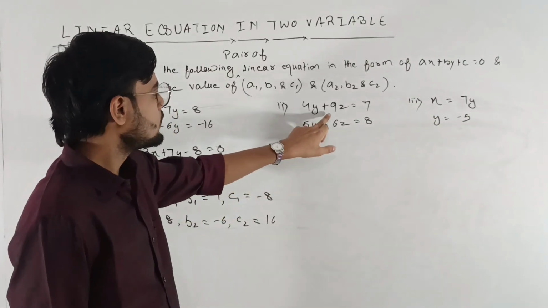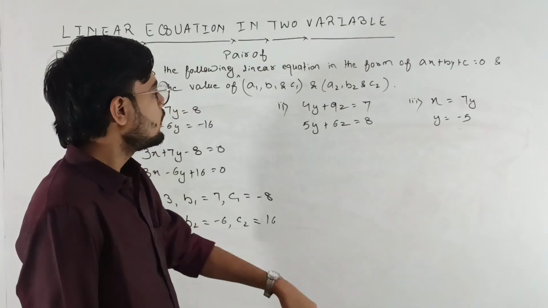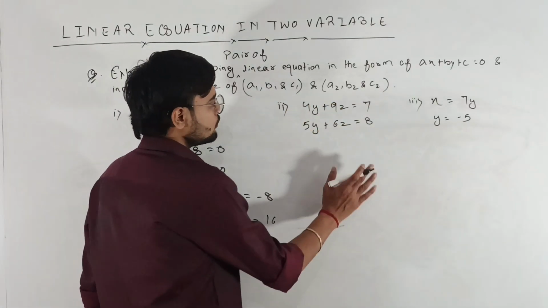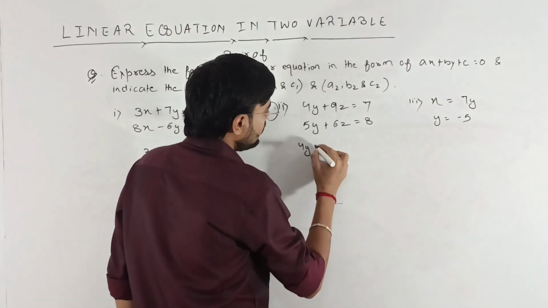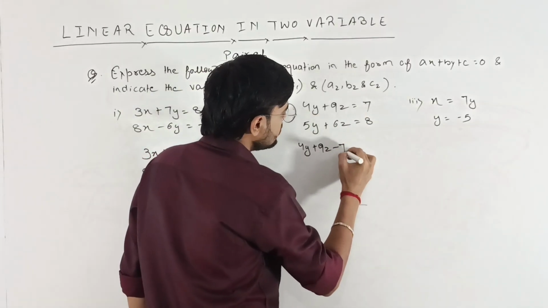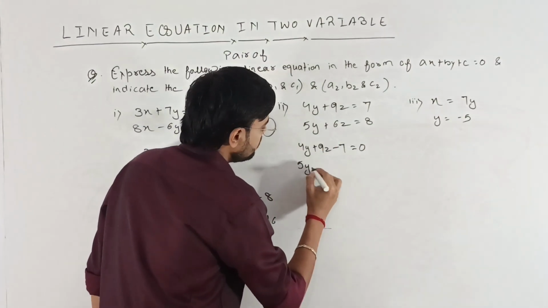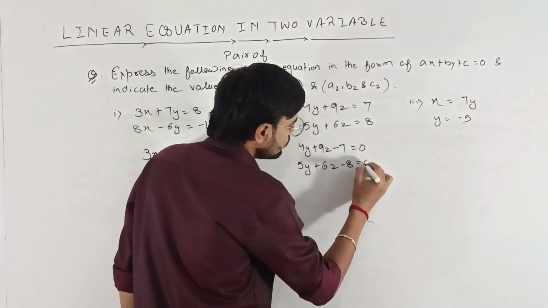Next is 4y plus 9z is equal to 7, and 5y plus 6z is equal to 8. Now first we convert it into general form, that is ax plus by plus c is equal to 0. Okay, first convert this one. Then this will become 4y plus 9z minus 7 is equal to 0. Now convert this one. Then this will become 5y plus 6z minus 8 is equal to 0.